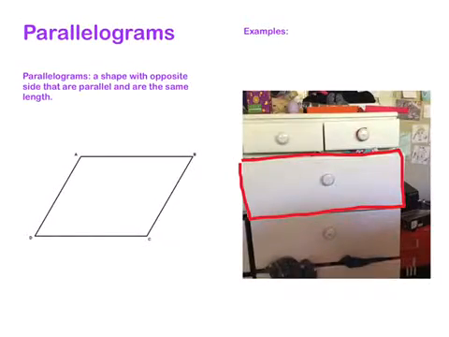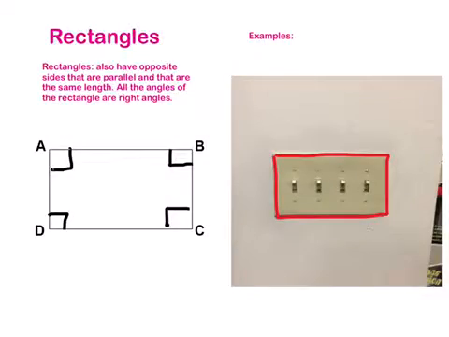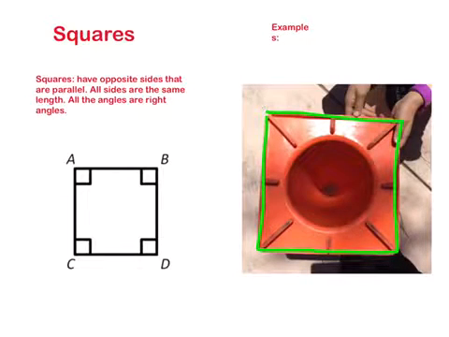Parallelograms. A parallelogram is a shape with opposite sides that are parallel and are the same length. Rectangles. Rectangles have opposite sides that are parallel and that are the same length. All of the angles in the rectangle are right angles. Squares. Squares have opposite sides that are parallel. All sides are the same length. All the angles are right angles. PS. The square is all types of quadrilaterals.